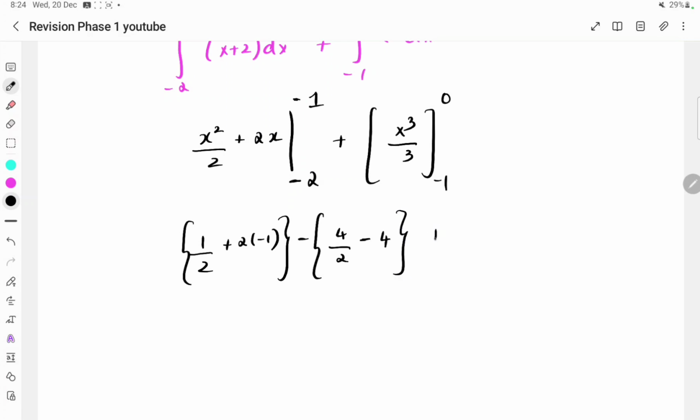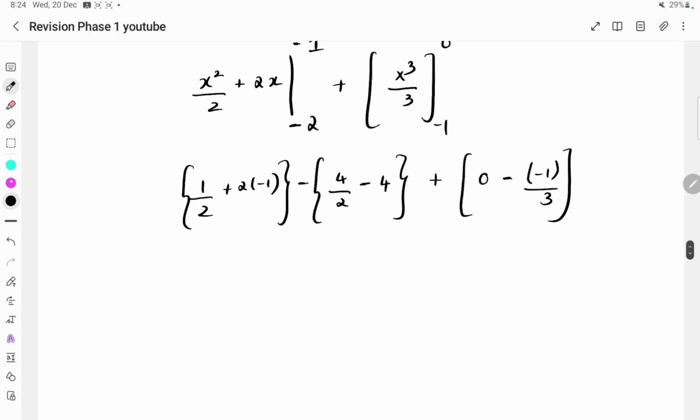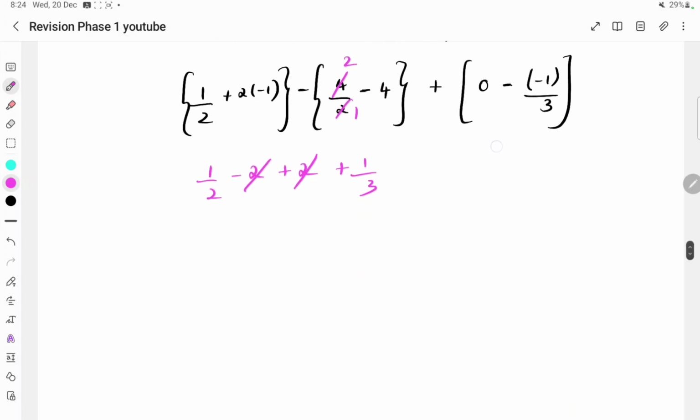So this part is over, plus the upper limit: 0 cube by 3, 0, minus 1 cube, which is minus 1 by 3. So from here what we will get is half minus 2; 2 ones are 2, 2 twos are 4, so 2 minus 4 is minus 2, minus into minus is plus, so plus 2. So here it will be plus 1 by 3; minus 2 plus 2 will get cancelled, so half plus 1 by 3. So it means 1 by 2 plus 1 by 3, so 3 plus 2 by 6.